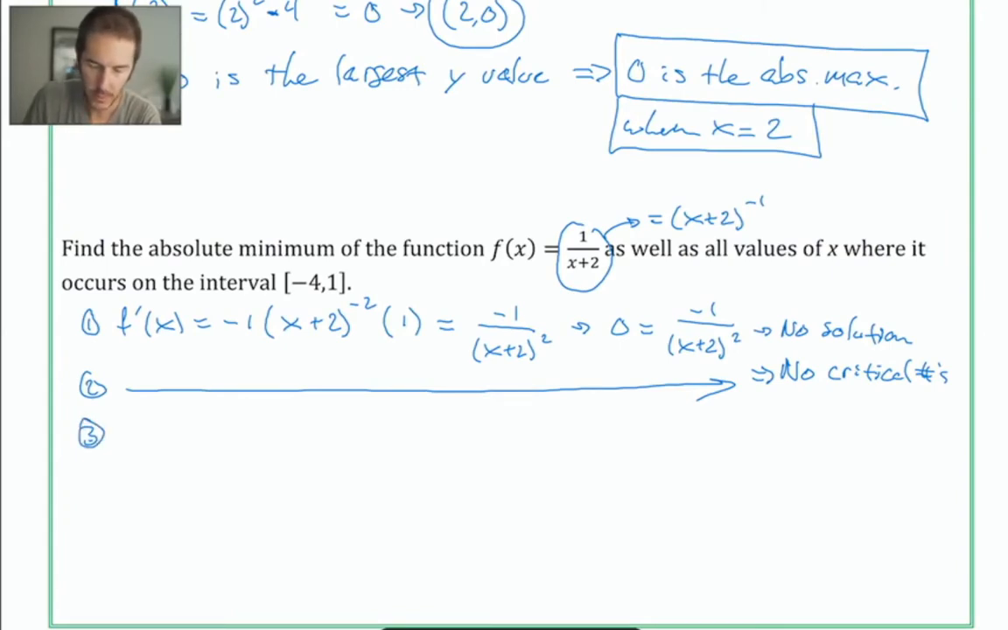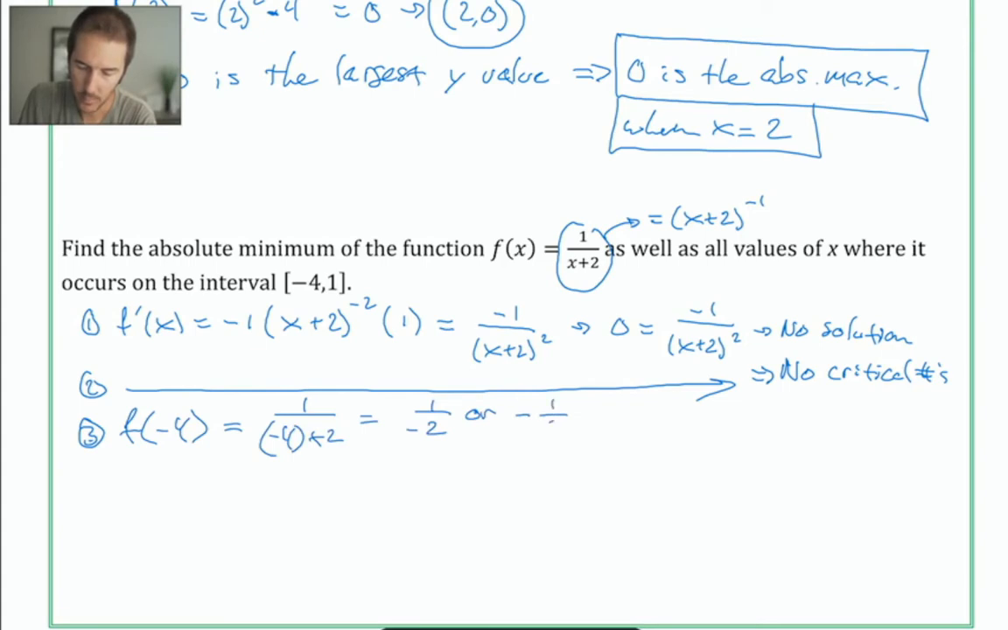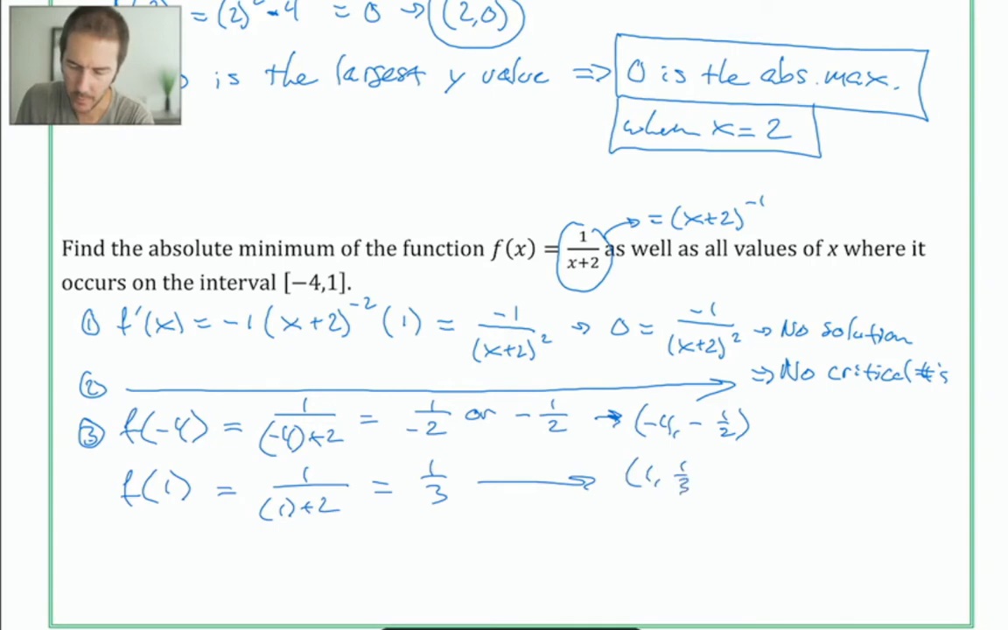Number 3, we need f of -4, which is 1 over -4 plus 2, which is equal to 1 over -2, or -1/2 if you wish. So that corresponds to the point -4, -1/2. And then let's evaluate at our other endpoint. So that's f of 1, that's equal to 1 over 1 plus 2, that's equal to 1 over 3, which corresponds to the point 1, 1/3.